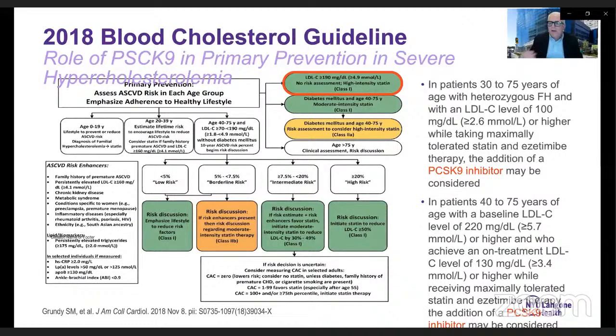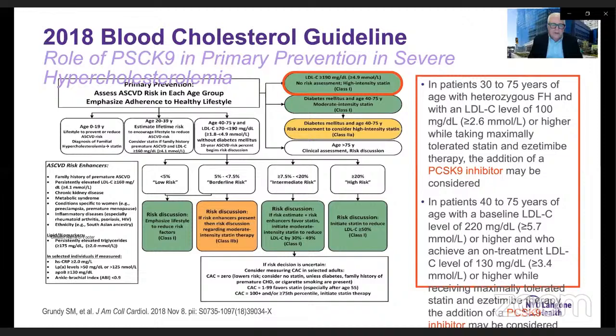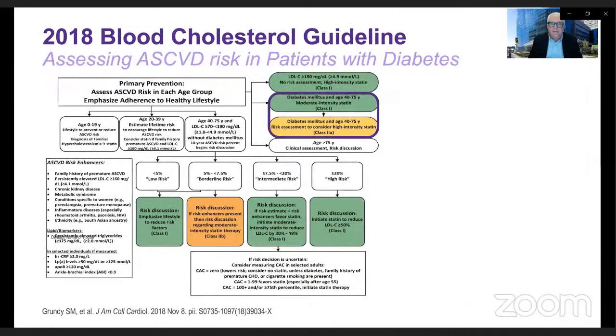in patients with familial hypercholesterolemia, or in that group of patients whose LDL cholesterol is greater than 220, you can't make a diagnosis of familial hypercholesterolemia. So what about diabetic patients?